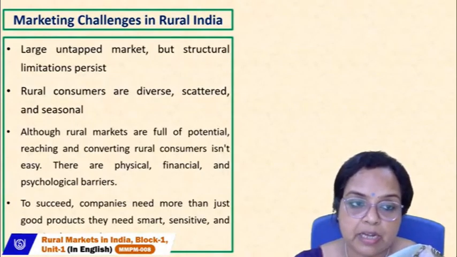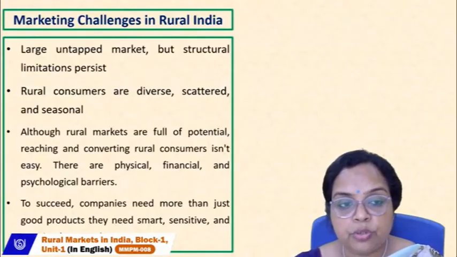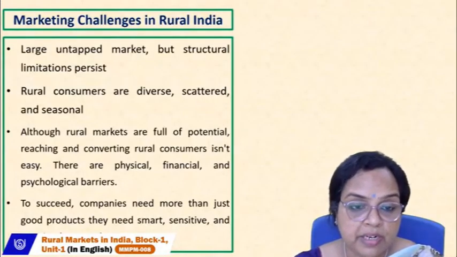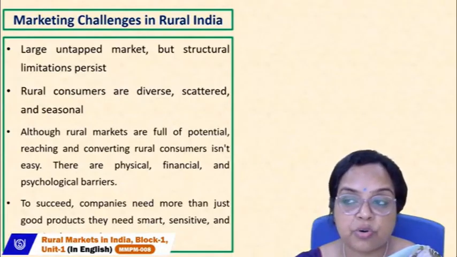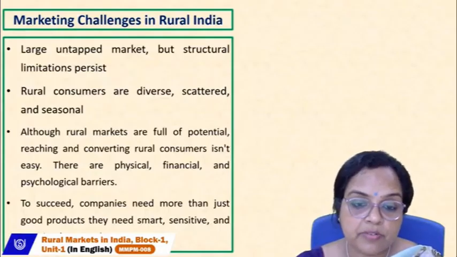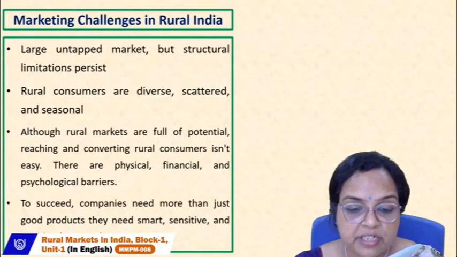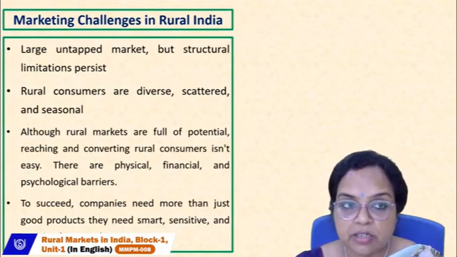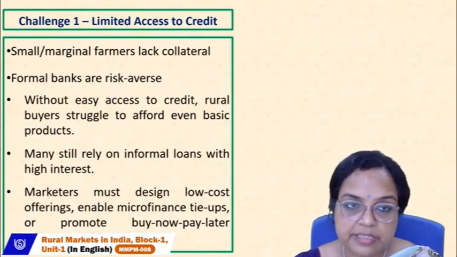The first challenge is a large untapped market but structural limitations persist. Rural consumers are diverse, scattered, and seasonal. Although rural markets are full of potential, reaching and converting rural consumers is not that easy. There are physical, financial, and psychological barriers. To succeed, companies need more than just good products; they need a smart, sensitive, and sustained approach. These are the challenges for rural India, and we will discuss every challenge in detail.